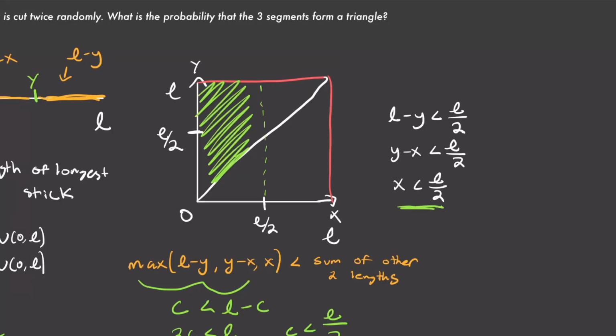Now let's look at our second condition, y minus x less than L divided by 2. That's just going to be when y is less than x plus L divided by 2.